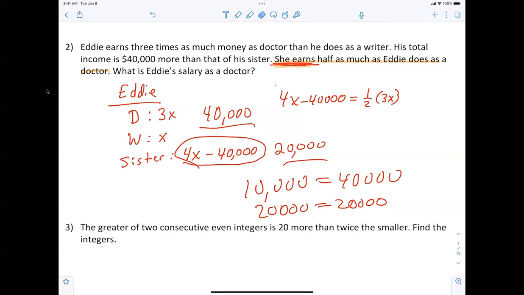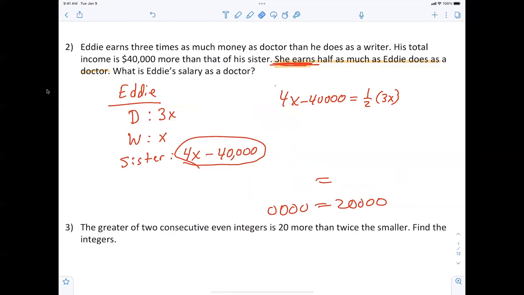Like, she makes half as much as Eddie does as a doctor, but it was 4x minus 40, or the 4x what he makes in total, and then minus 40,000. Is that what he makes? Because she only earns half as much as Eddie does. I don't know what you're asking me. What about his salaries? Did she make half as much as that too? But then in the inflation it's 4x minus 40,000. Yeah.